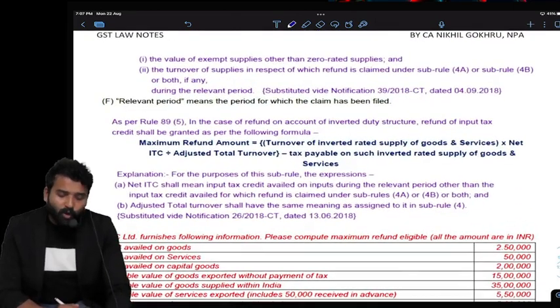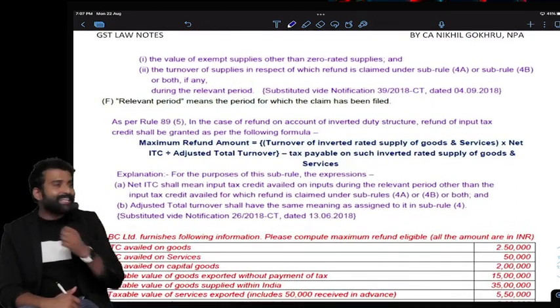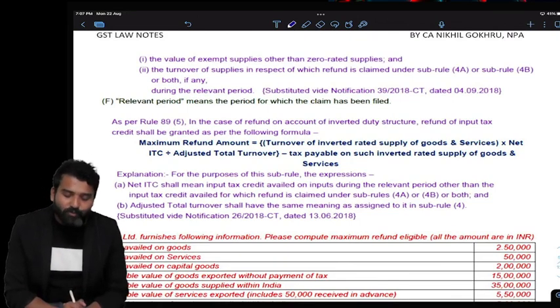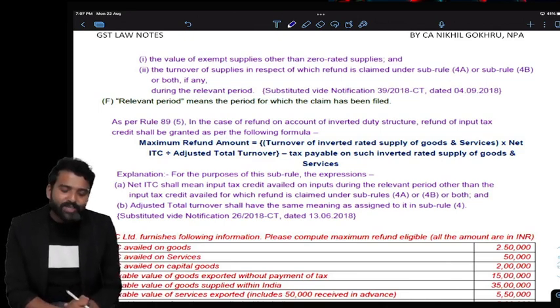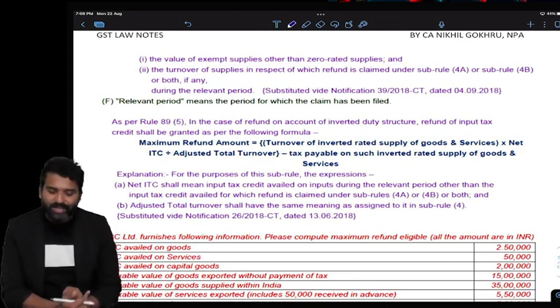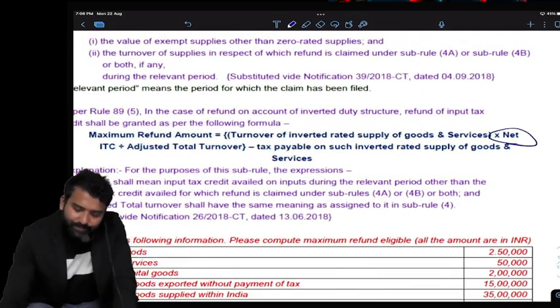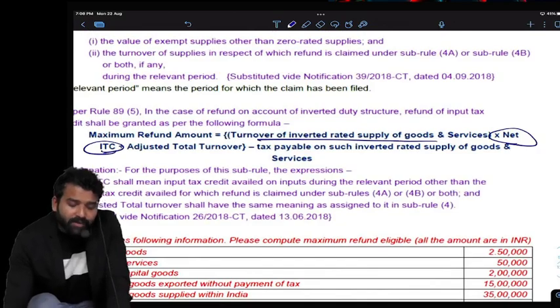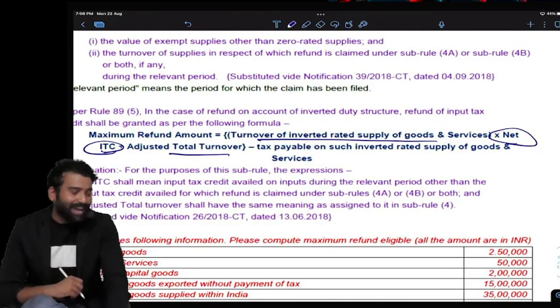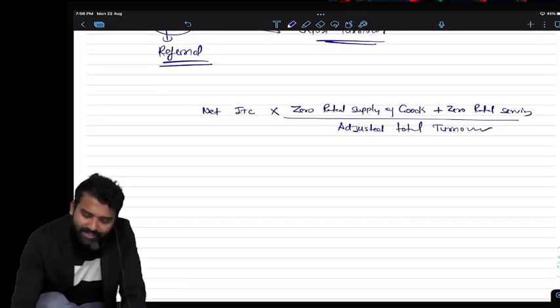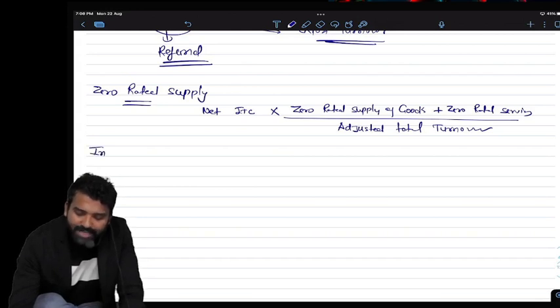There is one more formula, and that formula is for calculating the refund amount in case of inverted duty structure. And what is the formula? Very simple. Again, I am going for net ITC multiplied by turnover of inverted rated supply divided by total turnover. I will write it down once again. This formula is for inverted duty structure. This is for zero rated supply. Second formula is for inverted duty structure.